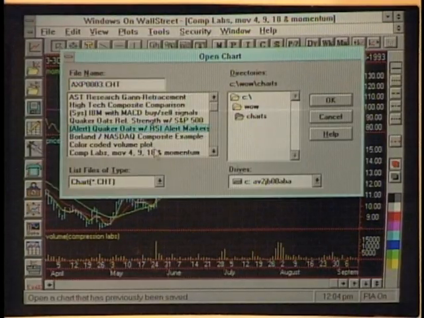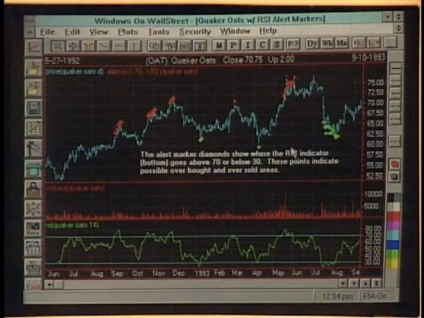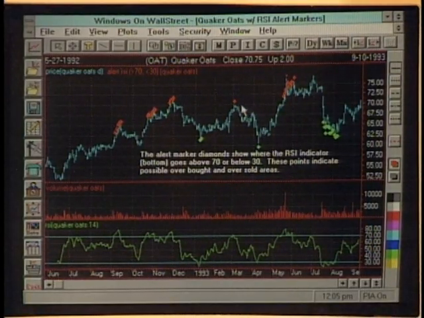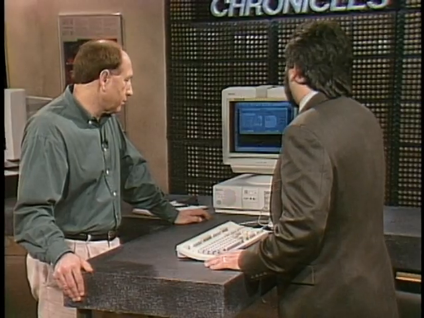Let's open up Quaker Oats with the Relative Strength Index alert markers. And what does this tell us? Well, the alert marker diamonds show where the RSI indicator goes above 70 and below 30. What it's trying to show you is that at this level, you'd probably want to sell the particular securities, and at this level, you'd probably want to buy it. So based on the analysis, the software might say when it gets to this point, I should sell. If it gets to this point, I should buy. And the little markers tell me that. Exactly. Okay. Let's take another look at, say, IBM with what we call the MACD buy-sell signals.